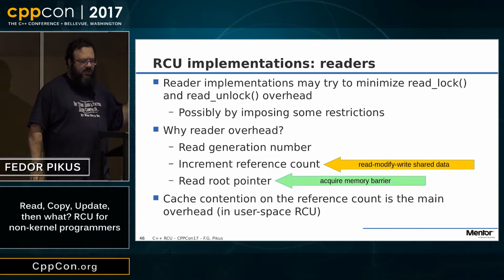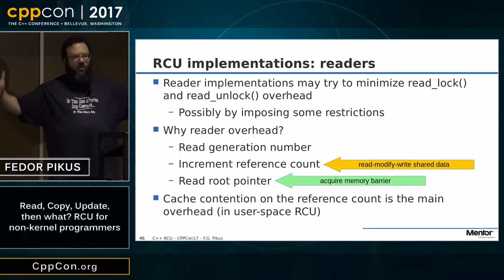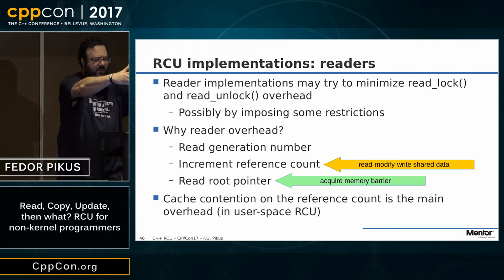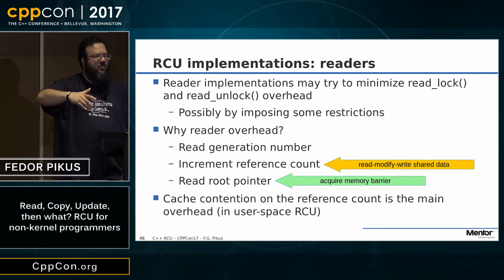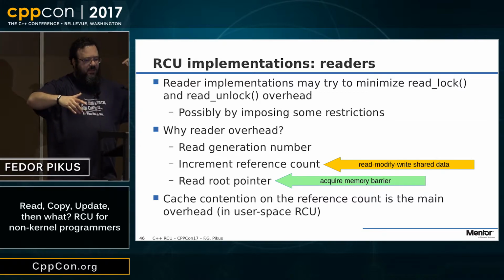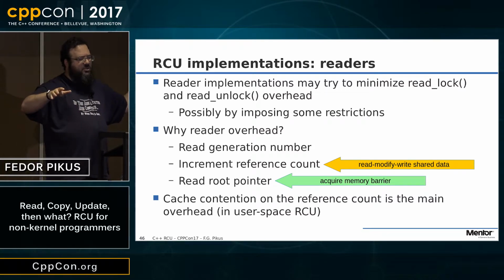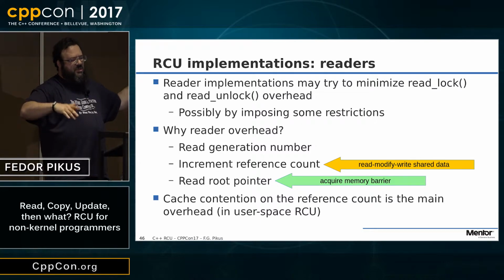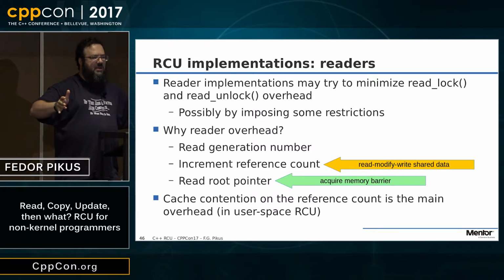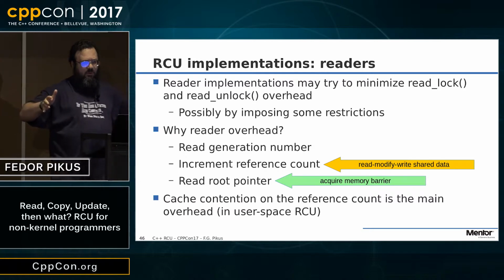There's still overhead. You have to read the generation number, and in my schema, you have to increment the reference count of the generation. That's read, modify, write on shared data, because all the readers are doing atomic increments on that shared data. And then I have to acquire-read the root pointer. You've seen my graph of performance of atomic operations before. Acquire read, not so bad. Read generation number, not so bad. Read, modify, write is at least an order of magnitude slower, probably more.